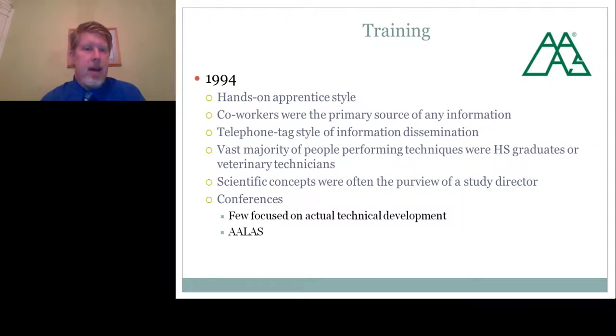Training. So 25 years ago, it was, for all intents and purposes, apprentice-style training. You, with minimal to no skills, were hired into a university or a company or what have you, and someone who had more experience than you showed you how to do things. Your coworkers were your primary source of any information. And this led to, if you will, a telephone tag style of information. And as anyone who's played that party game knows, what you hear 5 people into that game is not what was originally said, and that happened a lot.